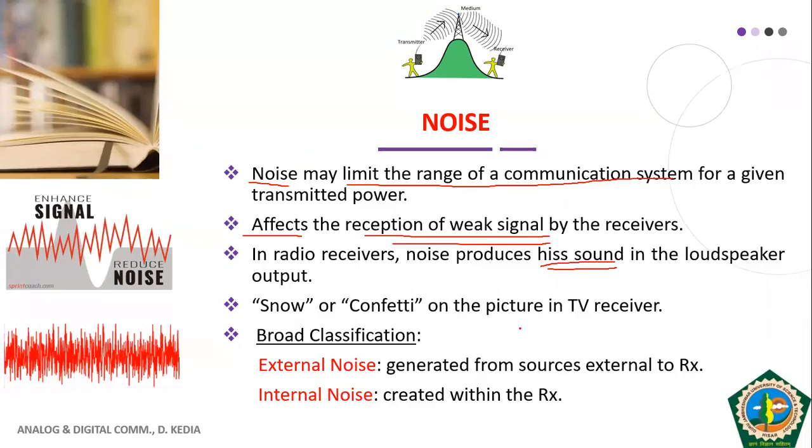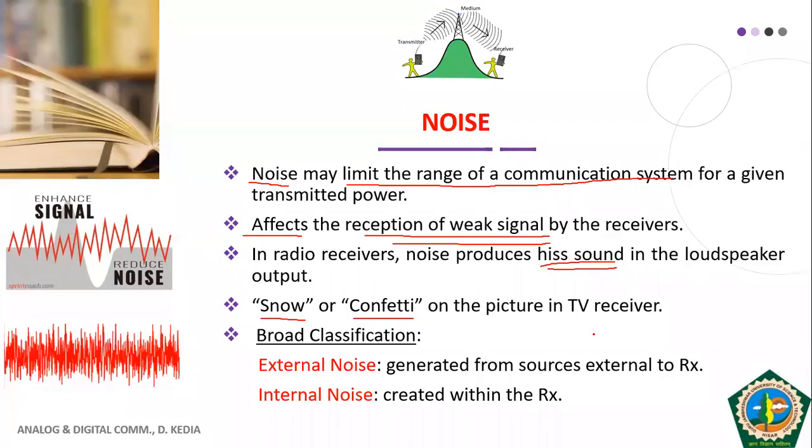You must have noticed snow, or confetti, meaning colored snow, in the TV picture, or that your picture is not that clear many a time. That is nothing but due to noise in the TV receiver. So in your radio receivers and your TV receivers, we can very easily identify the presence of noise. That's why I have given you these examples here.